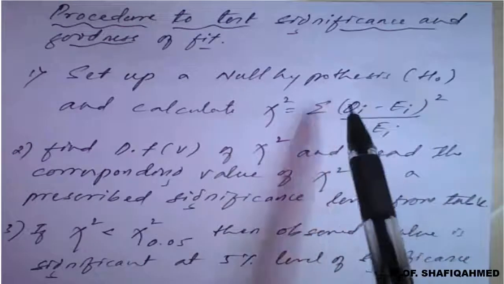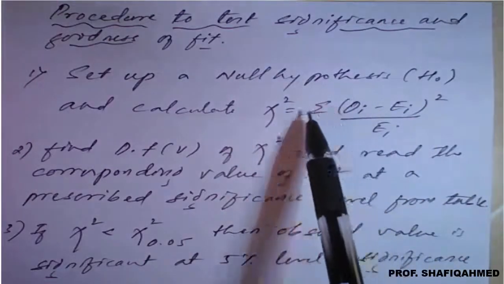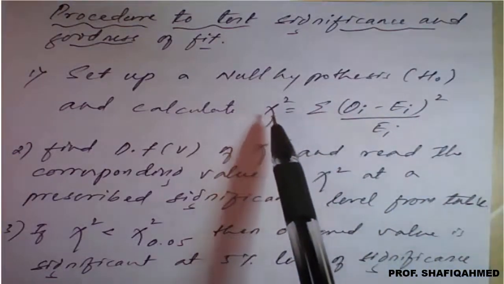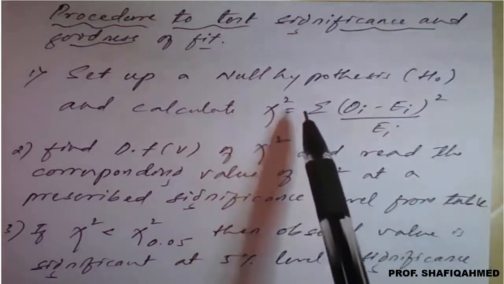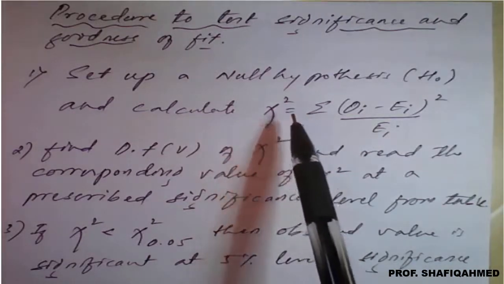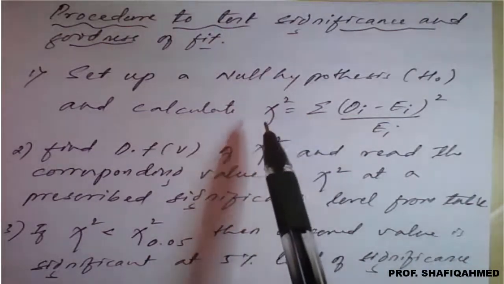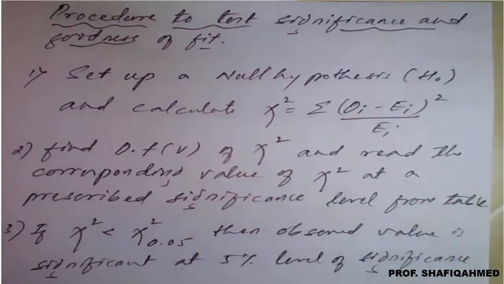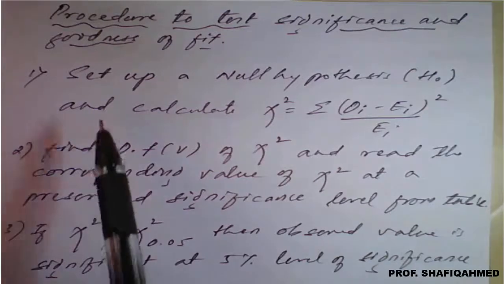Means what is H0? If it is binomial distribution, we'll say that the given data is a fit for binomial, as a hypothesis, or if it is a Poisson distribution, we'll say that the given data is a fit for Poisson distribution. If the answer is coming less than the table value, then we'll say that our hypothesis is accepted. If the answer is coming greater than that table value, then we'll say that the hypothesis is rejected. So this is the first point.